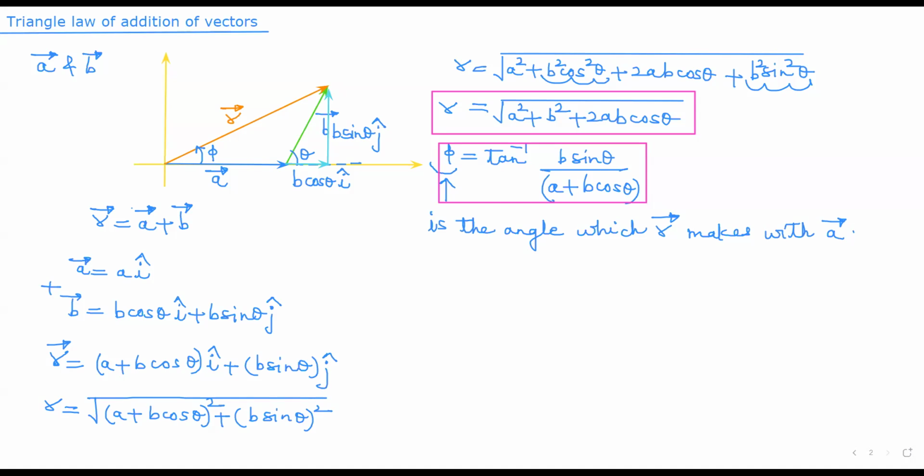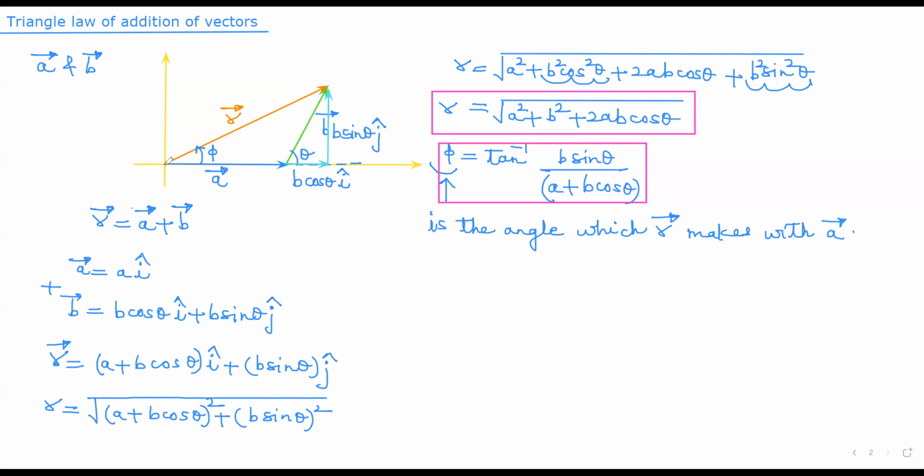So we are learning triangle of addition of vectors. I'll just repeat whatever we have done. So triangle of addition of vectors, we have these two vectors. This is vector A, right? And we are adding this to vector B. The angle between the two vectors is angle theta, right?